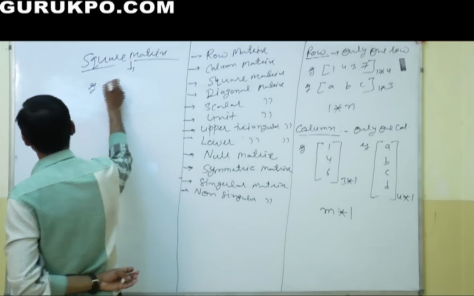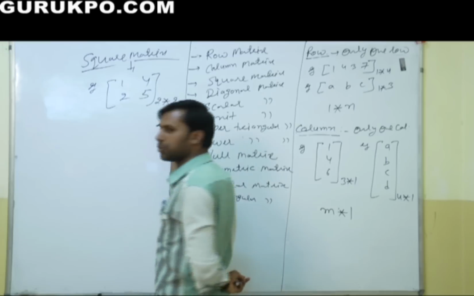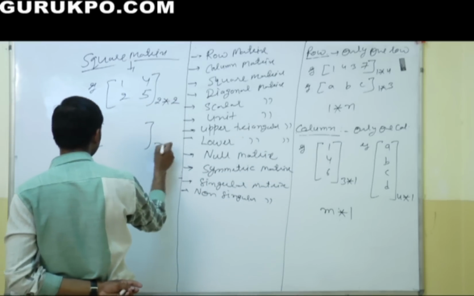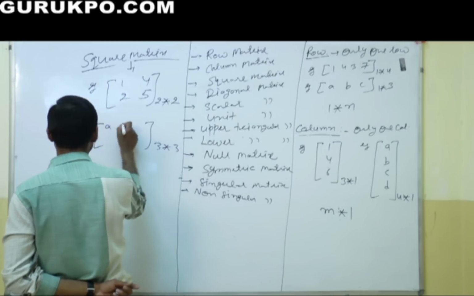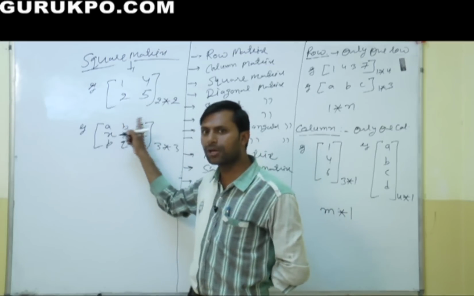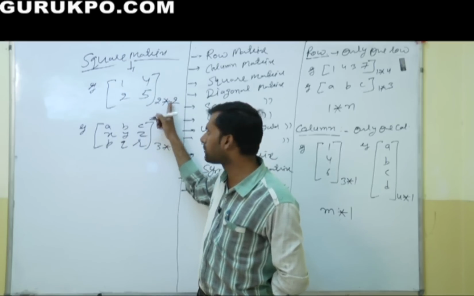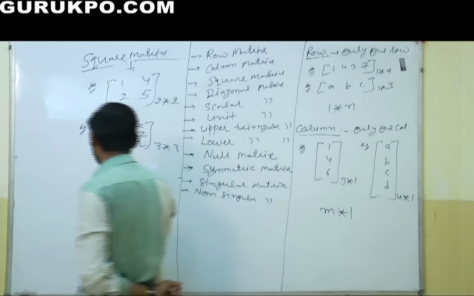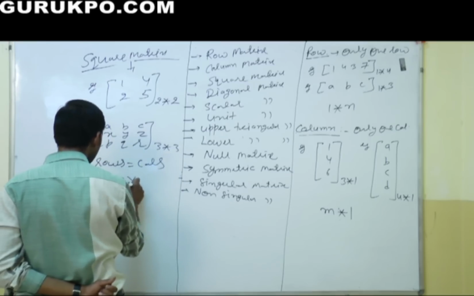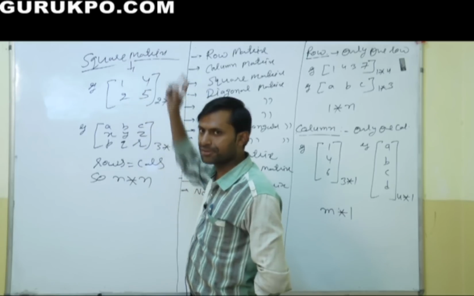Like 1, 4, 2, 5. Number of rows 2, number of columns 2. So it is a square matrix. Like we may have a 3 by 3 matrix, that means 3 rows and 3 columns. Number of rows 3, number of columns 3. It is known as a square matrix. So any matrix in which rows are equal to columns is known as a square matrix. Simply, order n cross n: the number of rows and the number of columns are equal.